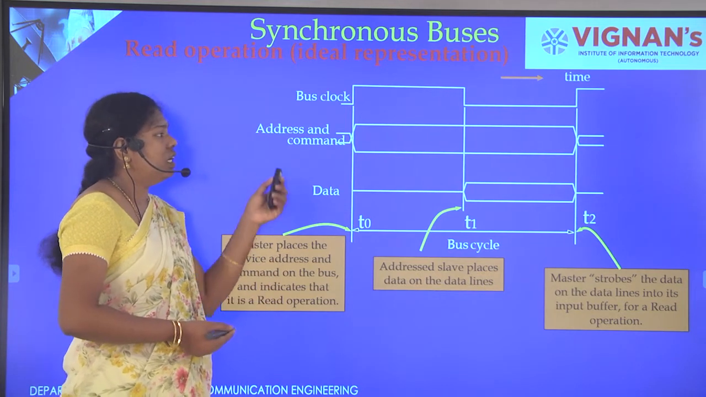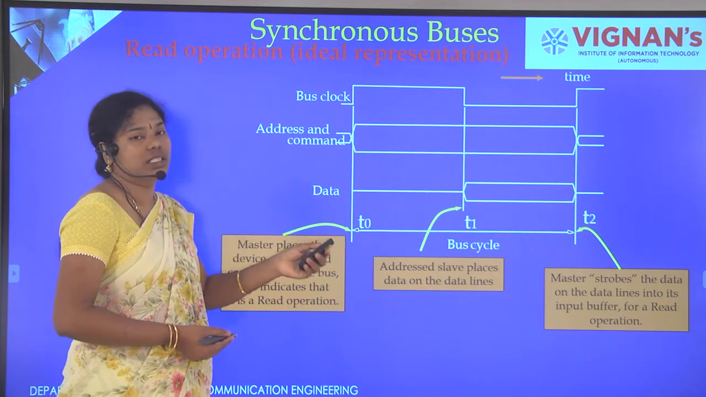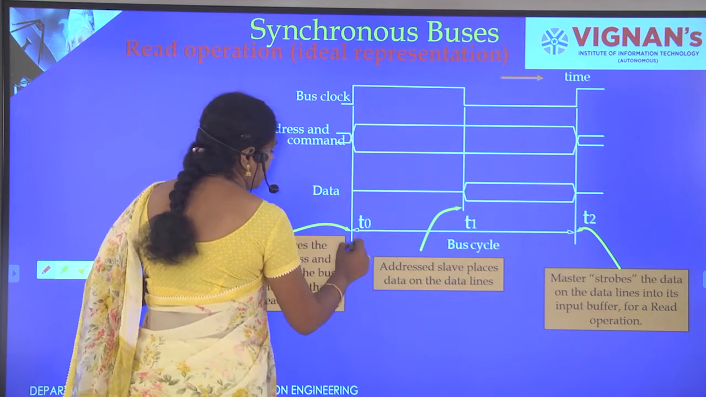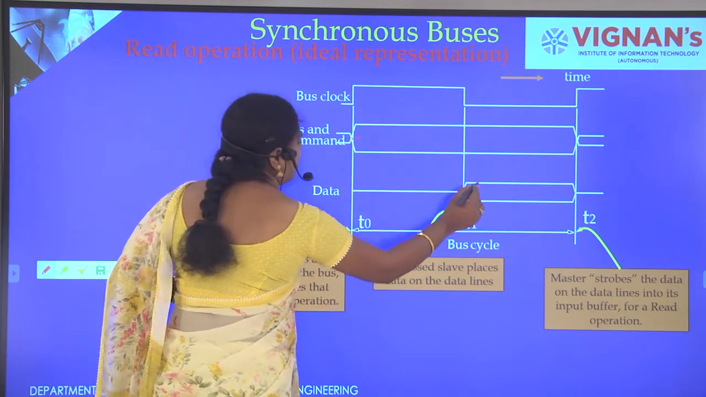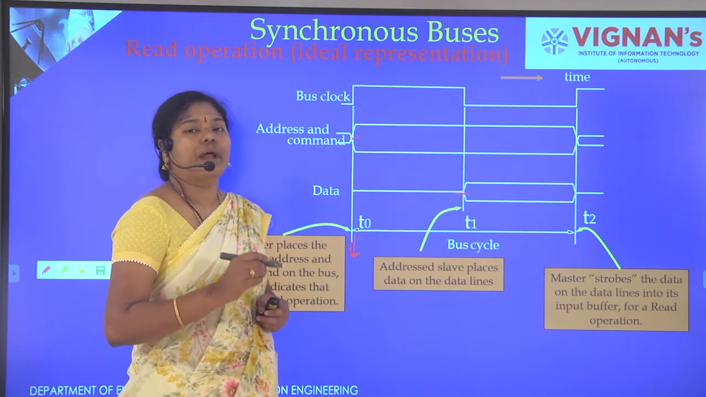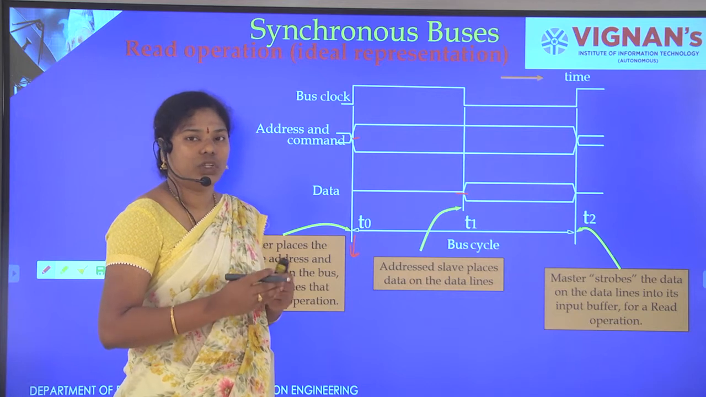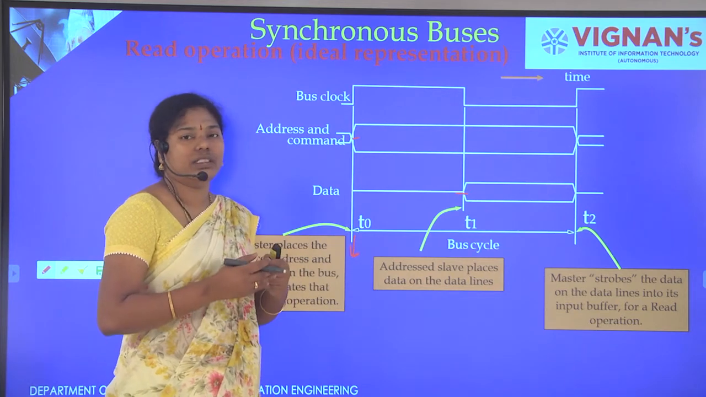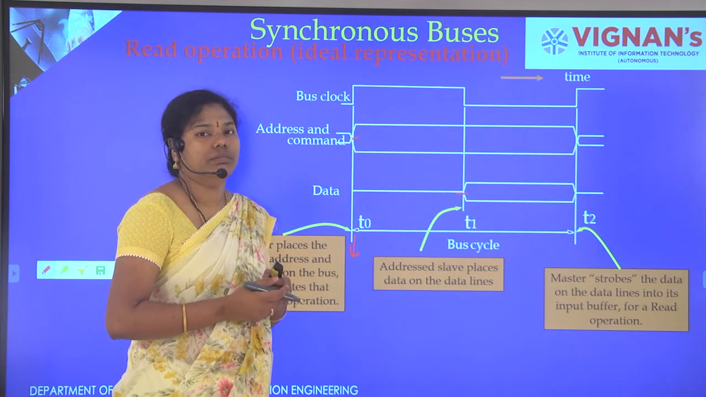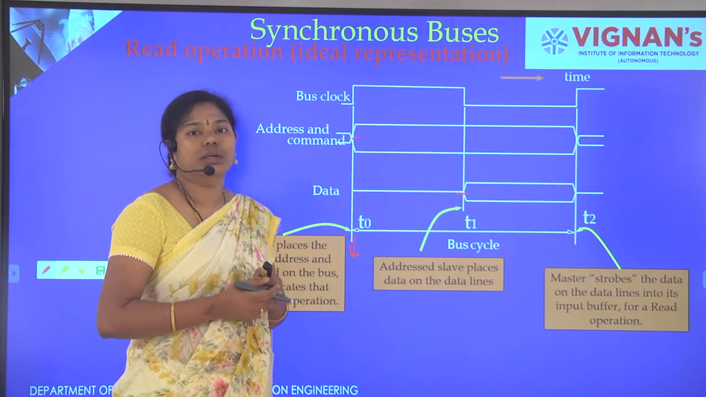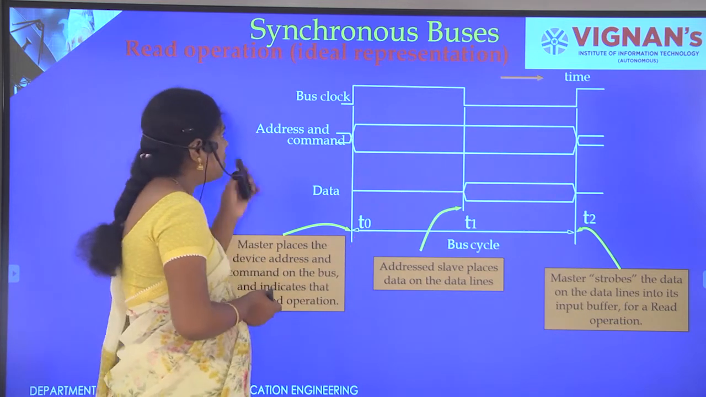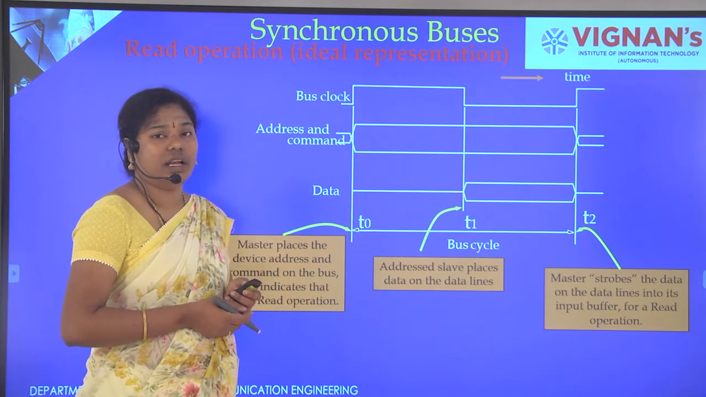Next, here we are considering ideal cases. At the instant of T0 we are getting the address and data at that same instant; that is an ideal representation. But in practical cases, there is an interface circuit from master to slave. There is a path, and the interfacing circuits will take some time; that is, there is a propagation delay.